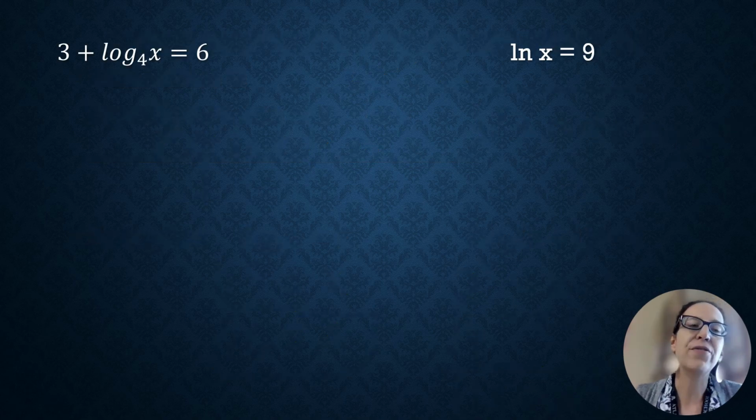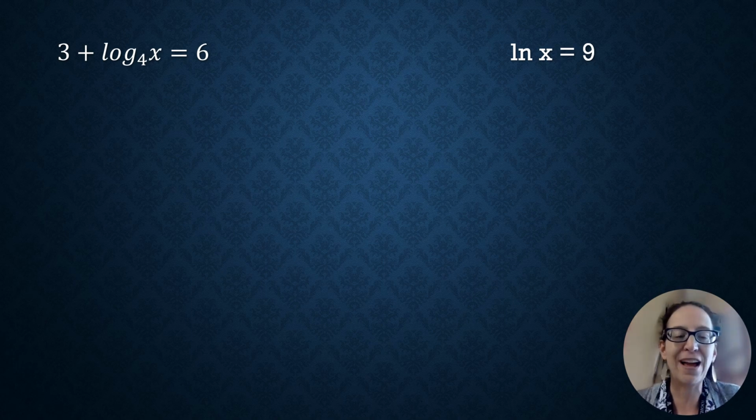Okay, now this one has 3 plus log base 4 of x is equal to 6. So we have that 3 hanging out over there. And just like with exponential equations, before we can change the form over, we need to isolate the expression in question. With the exponentials, we need to isolate the exponential and then change it over to a log. And same goes here. Before I can take that log and change it to an exponential, I can't have that 3 there. I don't know where that 3 would go.